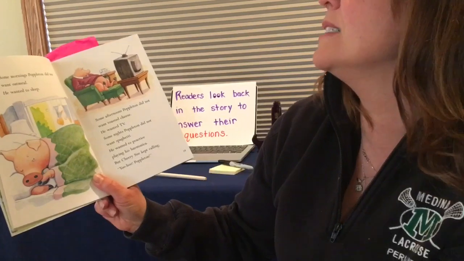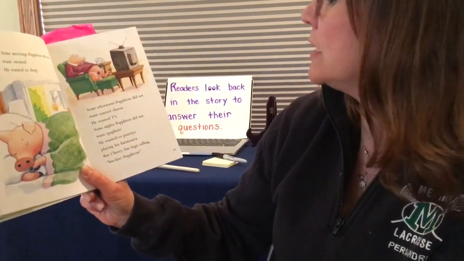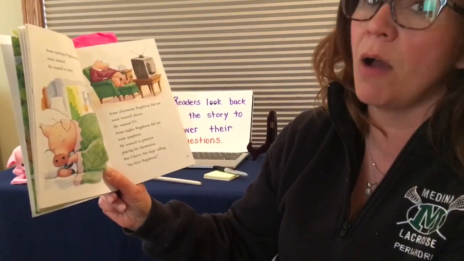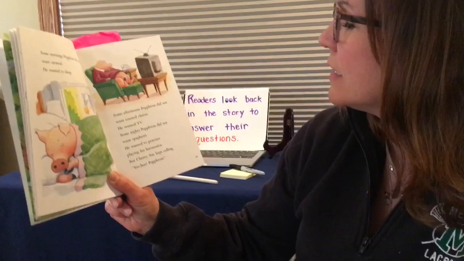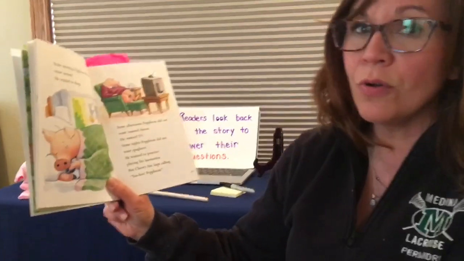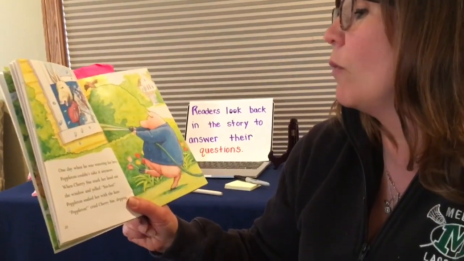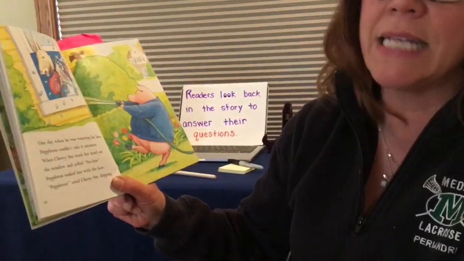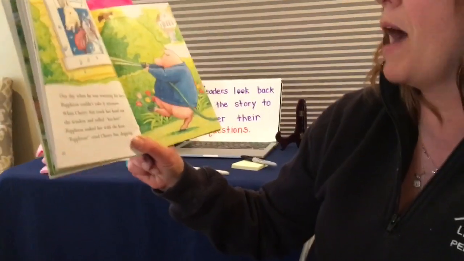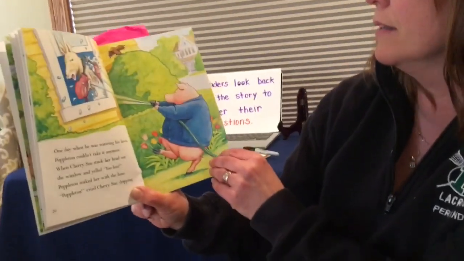Some mornings, Poppleton did not want oatmeal. He wanted to sleep. And some afternoons, Poppleton did not want toasted cheese. He wanted TV. And some nights, Poppleton did not want spaghetti. He wanted to practice playing his harmonica, but Cherry Sue kept calling, "Yoo-hoo, Poppleton." One day, when he was watering his lawn, Poppleton couldn't take it anymore. When Cherry Sue stuck her head out the window and yelled, "Yoo-hoo," Poppleton soaked her with the hose. "Poppleton," cried Cherry Sue, dripping.